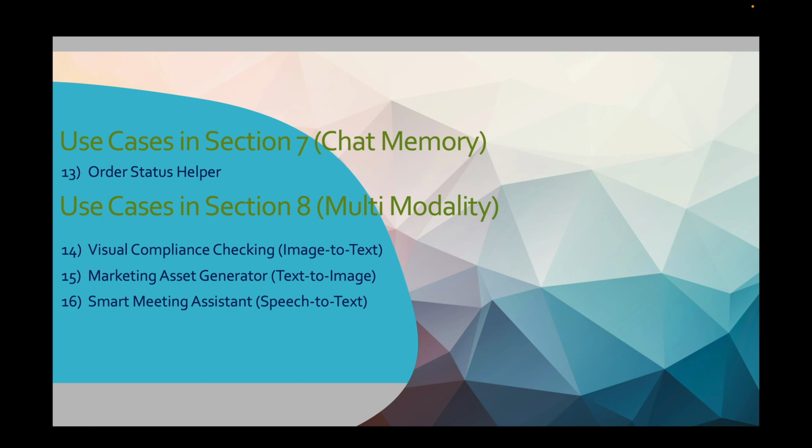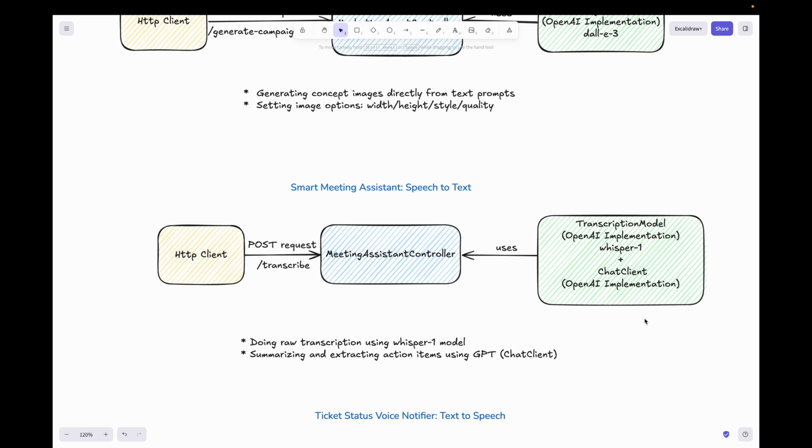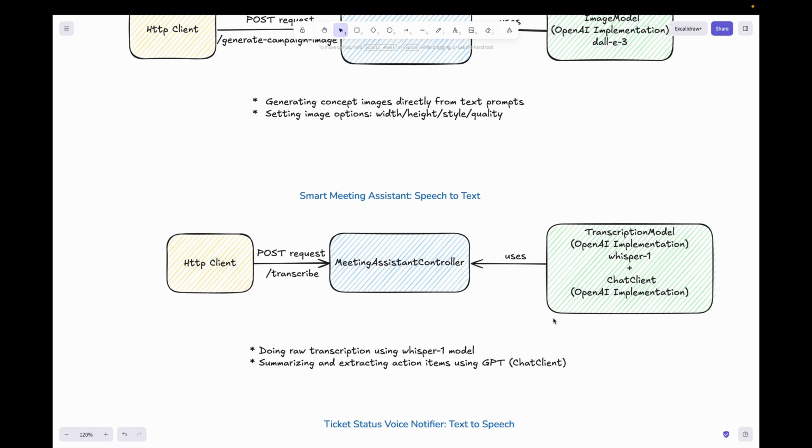Then for the speech-to-text example, I will create a smart meeting assistant use case. This time I will use a transcription model, Whisper 1 of OpenAI, together with a chat client, again with the OpenAI implementation. I will do a raw transcription using the Whisper 1 model, and then summarize and extract the action items using GPT with a chat client of the OpenAI implementation of Spring AI.